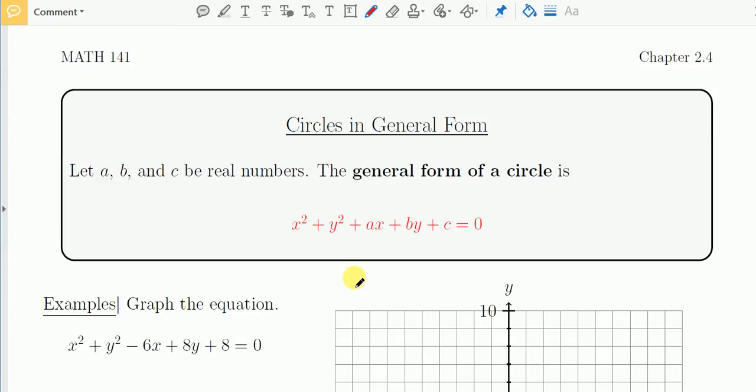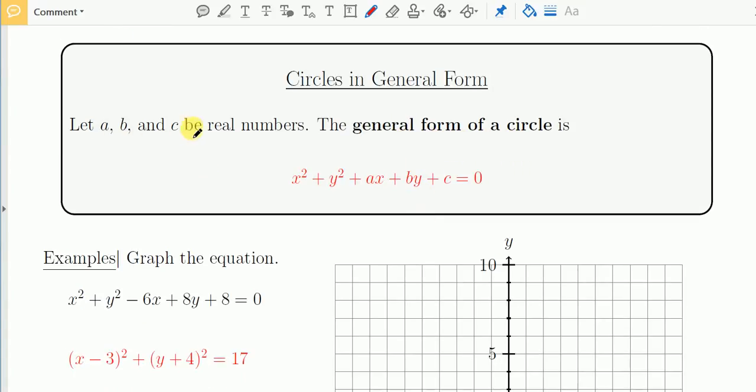Okay, so beside the standard form, we also have another form. It's called the general form of a circle. Now that's a, b, and c to be real numbers. The general form has this format: x squared plus y squared plus ax plus by plus c equals 0, and a, b, and c are all real numbers.